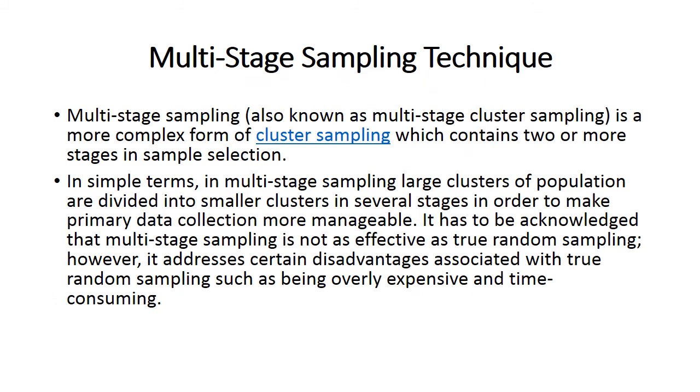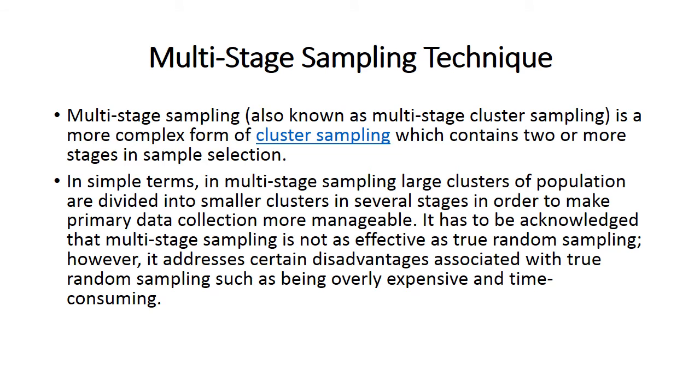Now coming on to multi-stage sampling, this is yet another important form of sampling technique. It could be taken as multi-stage cluster sampling because it is more complex and contains 2 or more stages in sample selection. The population consists of primary stage units and each of these primary stage units consists of secondary stage units. Difficult? Let me explain. In the process of multi-stage sampling, first a sample is taken from the primary stage units and then a sample is taken from the secondary stage units.